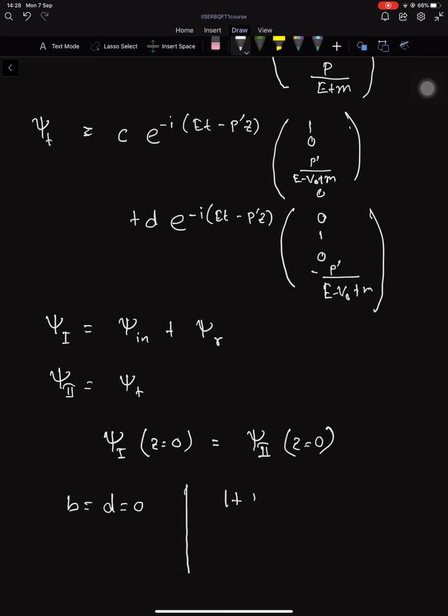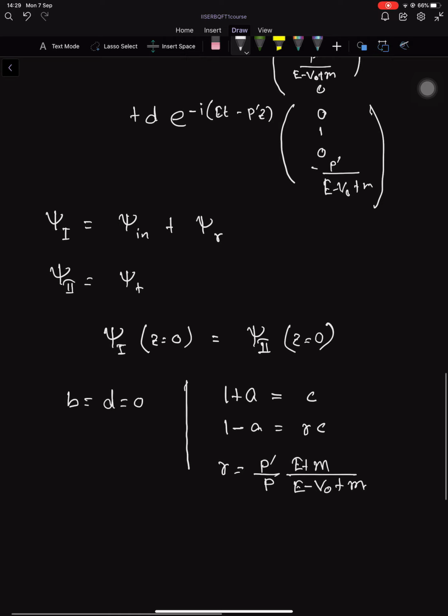and 1 plus A is equal to C, and 1 minus A is equal to R times C, where R is defined as P prime over P times E plus M over E minus V0 plus M. Okay. Good.